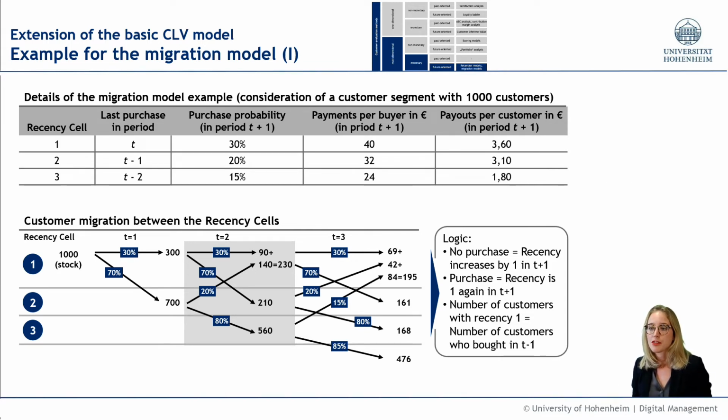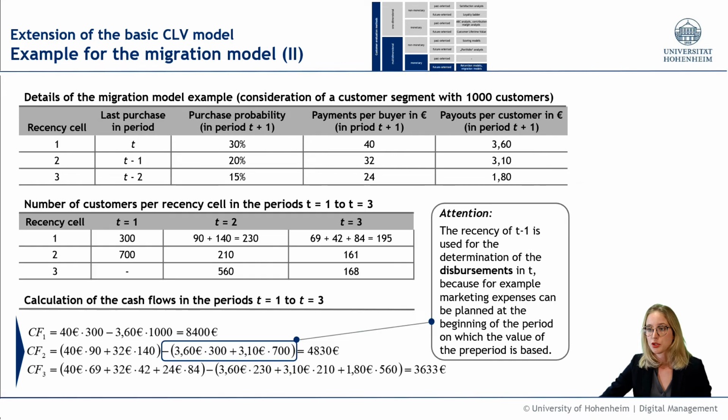So on the right hand side, you see the logic which I've just explained, and we now have to remember those numbers of customers for each period for the next slide, where we calculate the CLV, or a slightly adapted version. So here again, at the top of the slide, we have the identical table as on the previous slide. In the middle of the slide, we have a table where I just summarized the number of customers per recency cell in each period. So when T is 1, T is 2, and T is 3.